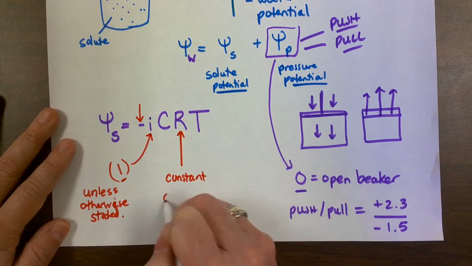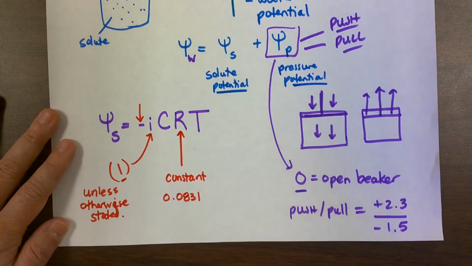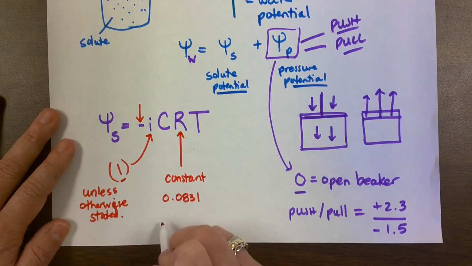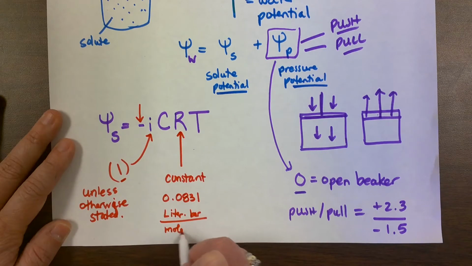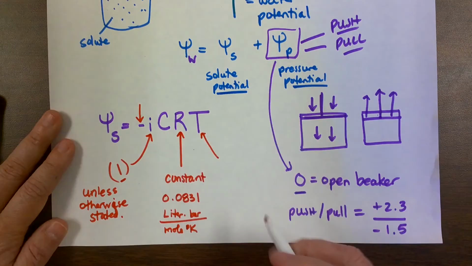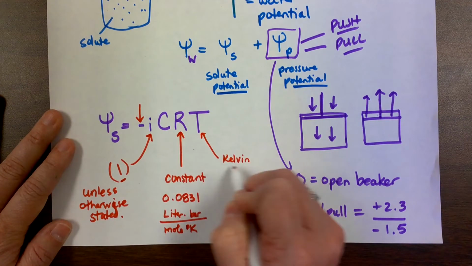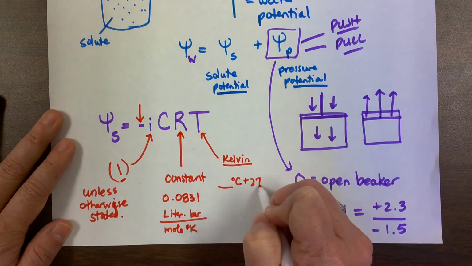R is always 0.0831. Okay, I'm going to leave off the units because I'm not worried about the units right now, but the units are liter times bar over mole of degrees Kelvin. Yeah, lovely. Okay, so your temperature is always going to be in Kelvin. And Kelvin is you take your degrees Celsius and you always just add 273.